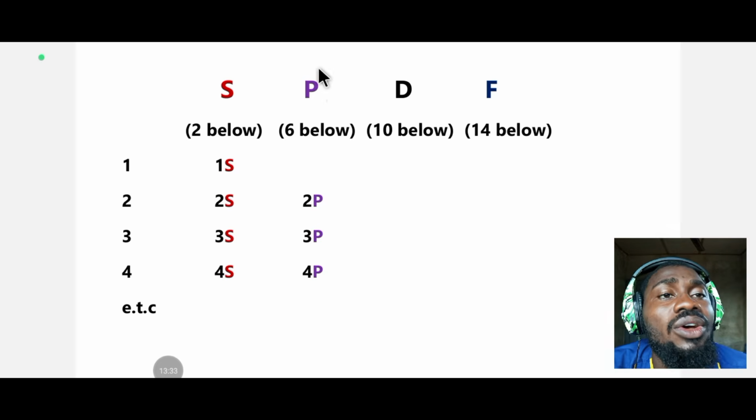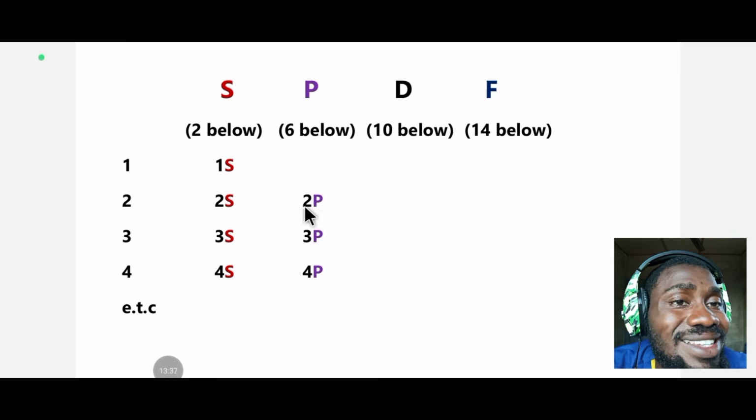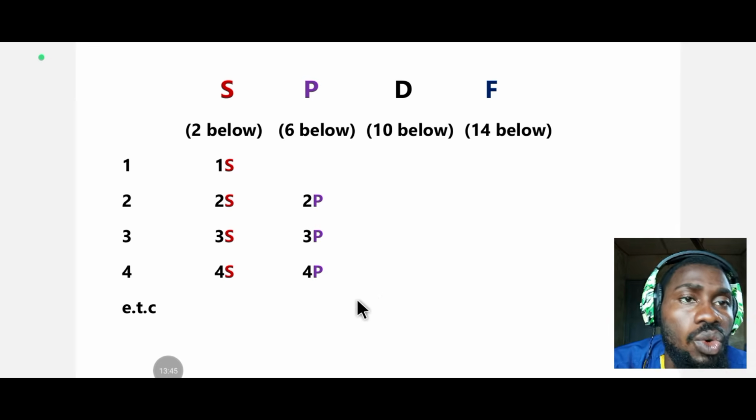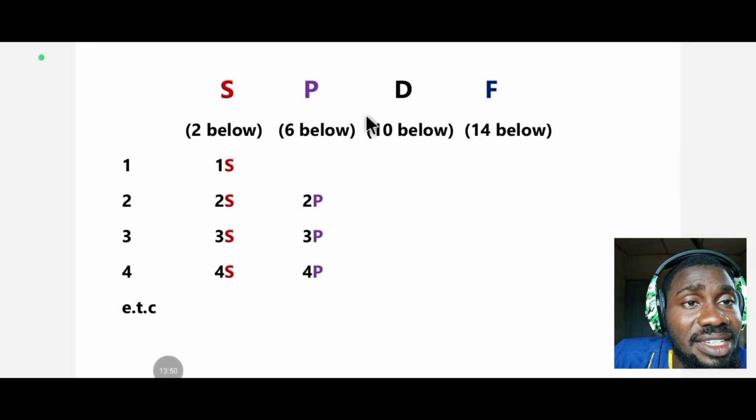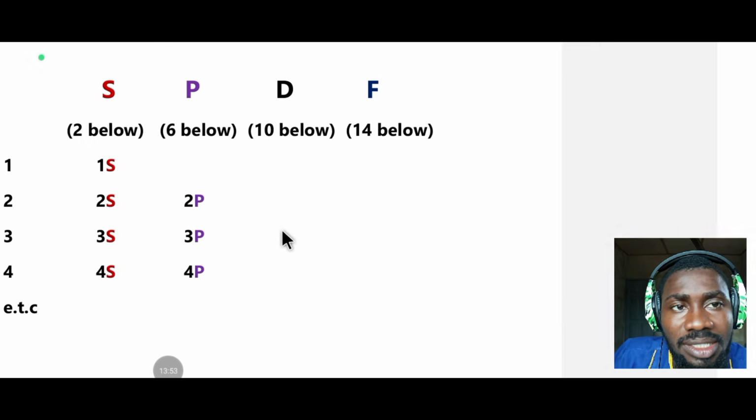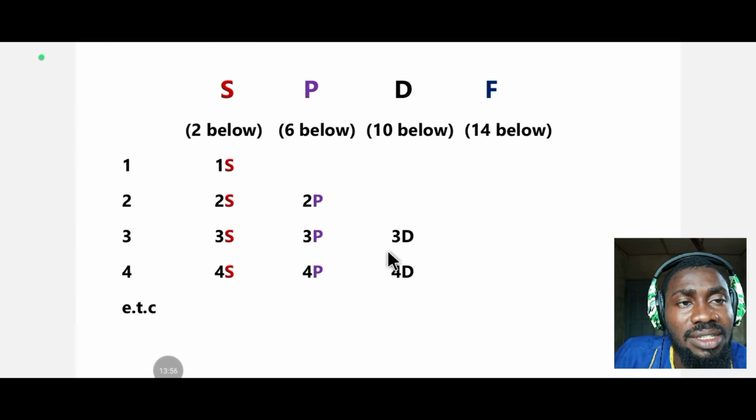Then P starts from 2 because it's the second orbital, following the number sequence: 2P, 3P, 4P, and so on. Then for the D orbital, D is the third orbital, and since it's the third orbital, it is going to start from 3. Let's look at it. Can you see? D starts from 3, following the number sequence: 3D, 4D, and so on and so forth. So D, we start from 3 because it's the third shell. So 3D, 4D, and so on.